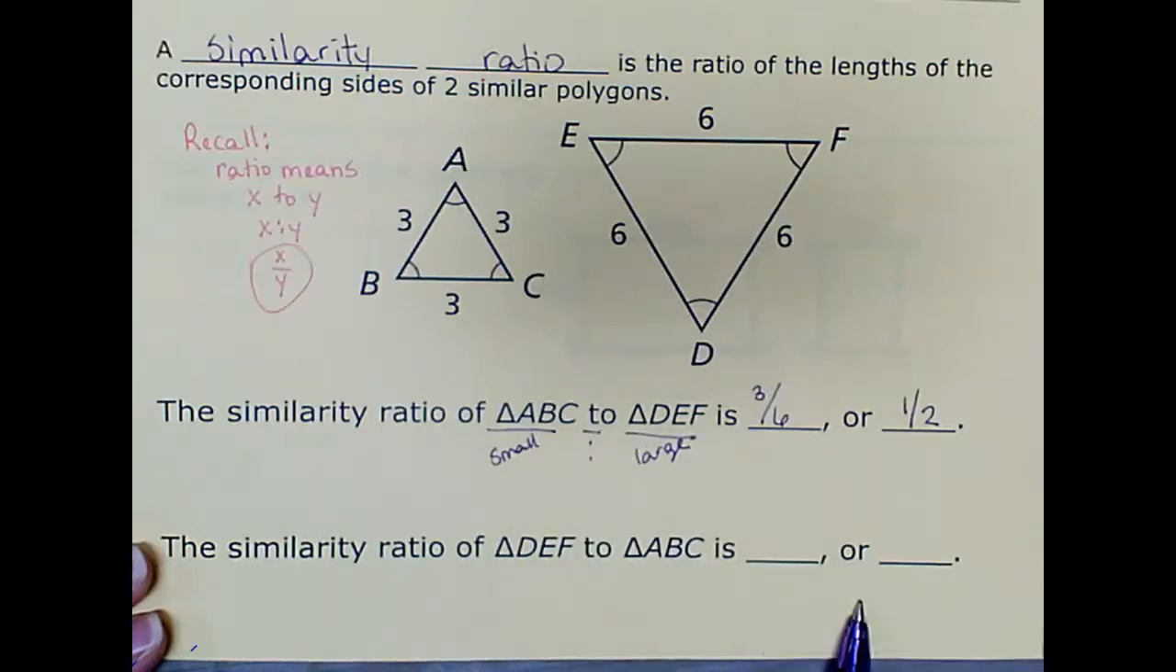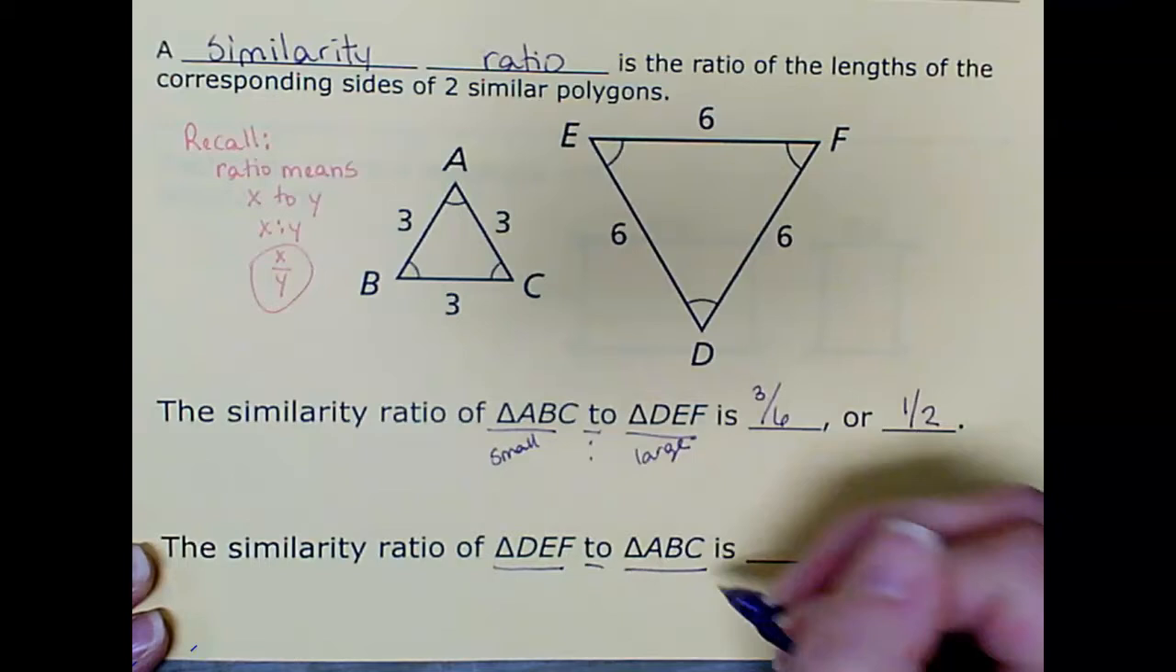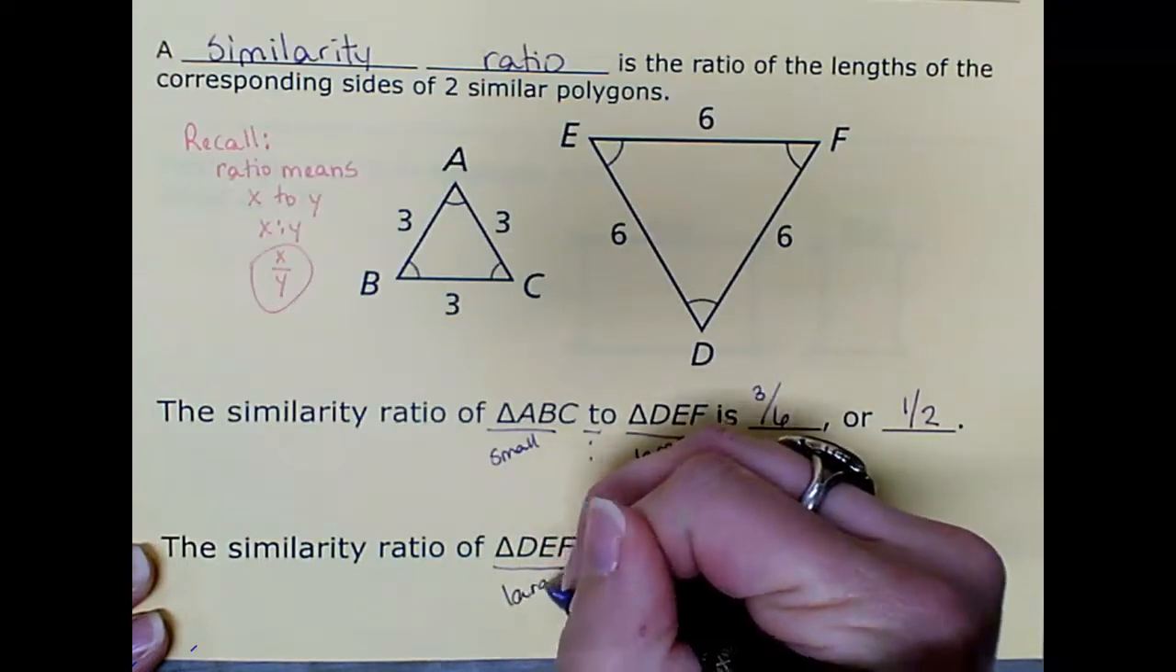Now this bottom one is really closely related. It wants the similarity ratio, but this time it wants the ratio from triangle DEF to triangle ABC. So it wants from large to small.